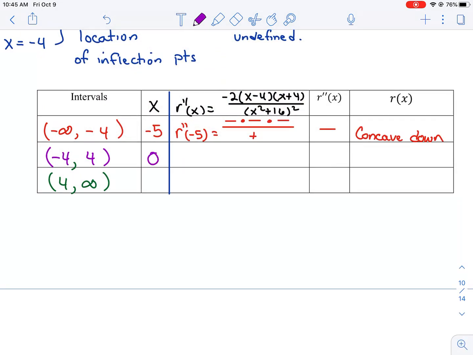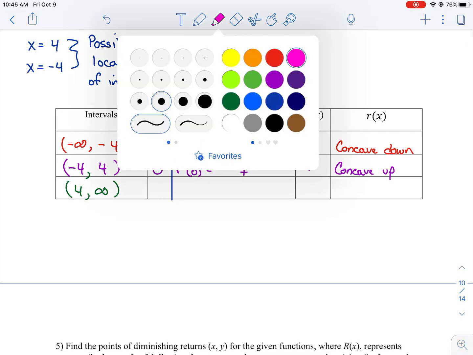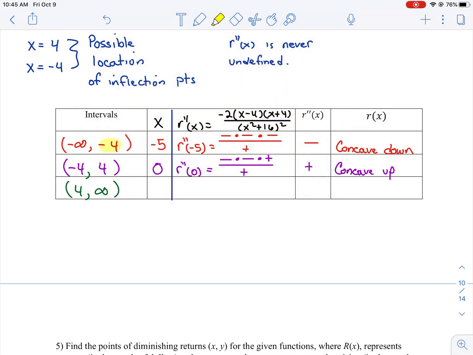In the second interval, 0 is in the interval. So I'm going to test the second derivative when x is equal to 0. And in this case, it's -2 times -4 times a +4 divided by a positive number, which means the second derivative is positive, so the graph is concave up. All right, now since the concavity changed at x is equal to -4, we can conclude that that is the location of an inflection point.